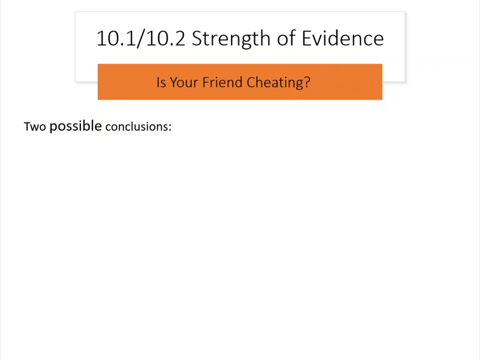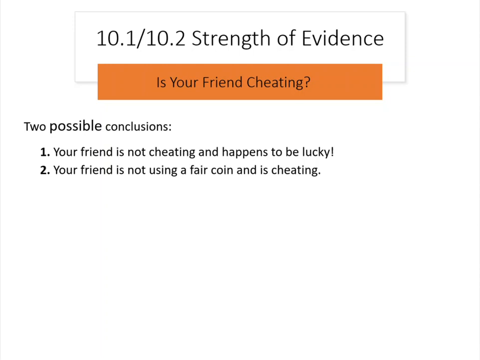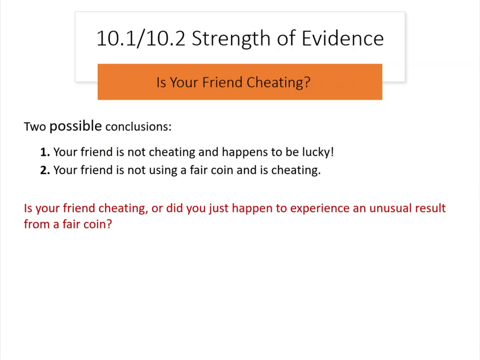So, you might make 2 conclusions from this outcome. The first conclusion would be that your friend is not cheating and just happens to be lucky that day. Or what if your friend is not using a fair coin and is therefore cheating? Meaning that it is more likely to result in a tail for the friend as opposed to the head for you. So you've got these 2 possible conclusions, and you're asking yourself, is your friend cheating? Or did you just happen to get an unusual result from a fair coin? So those are the 2 choices you have.